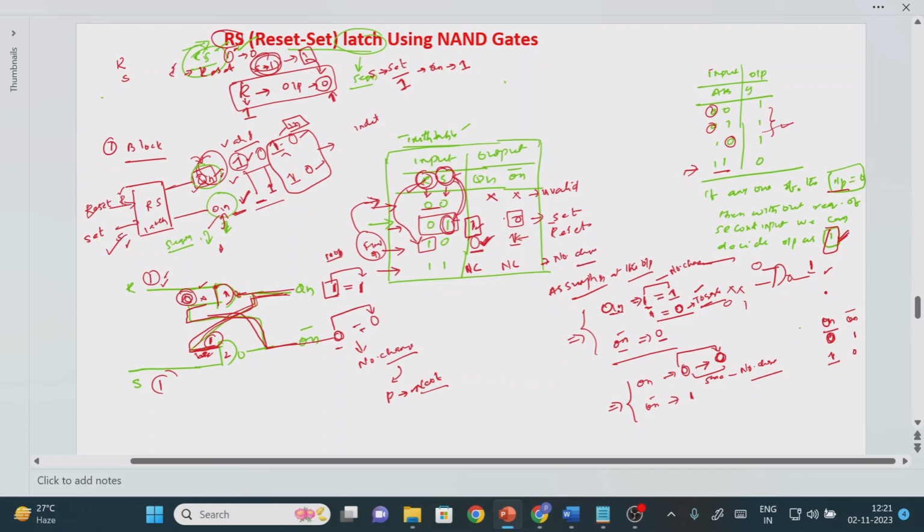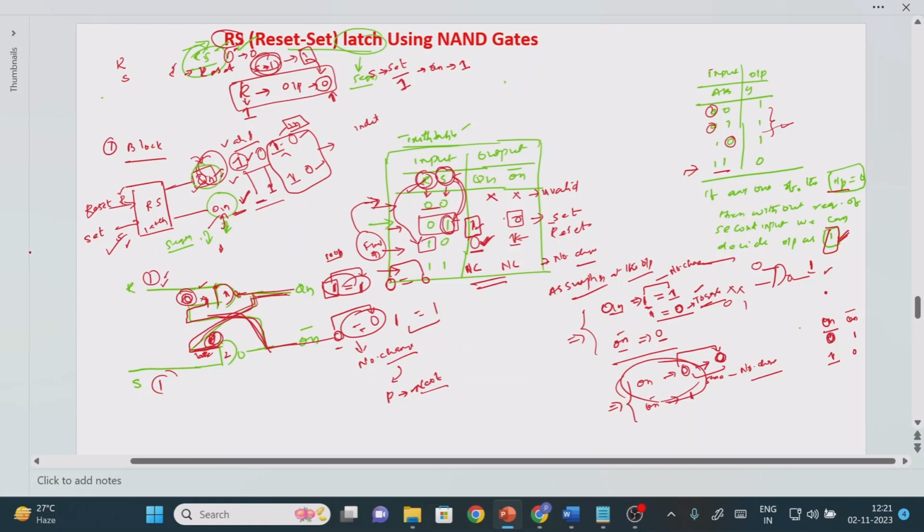So this is one possibility. Again, if you take something like this, Qn equal to 0 and Qn bar equal to 1, the same value will pass to here, and you will find this value only, same value. If you consider this condition also, this is what we call the no change operation, right? So this is the complete operation of the RS latch design using the NAND gate.